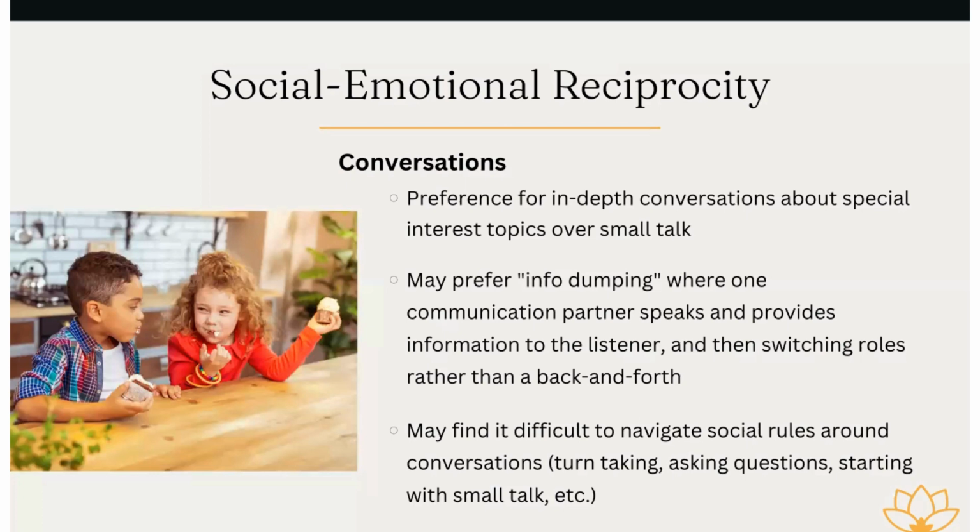They may also find it difficult to navigate social rules around conversations, again, like starting with small talk first, or asking the other person reciprocal questions, or turn taking. Again, social rules have to be learned for everyone, but for some, those rules might be really overwhelming for them to have to try to remember and consider during a conversation.